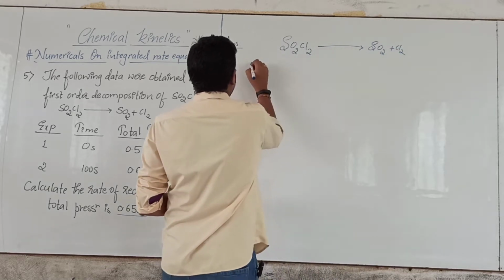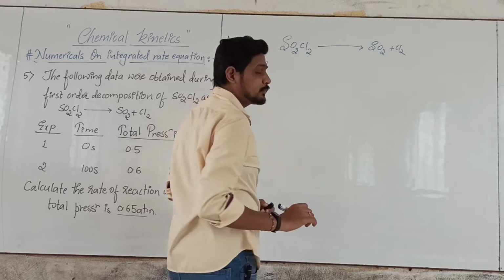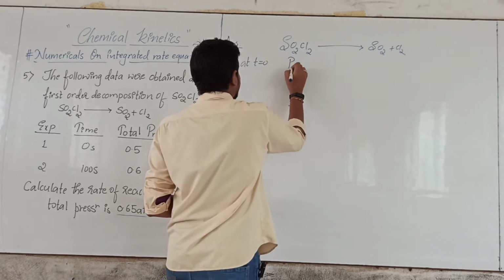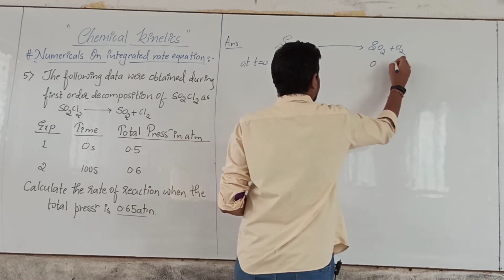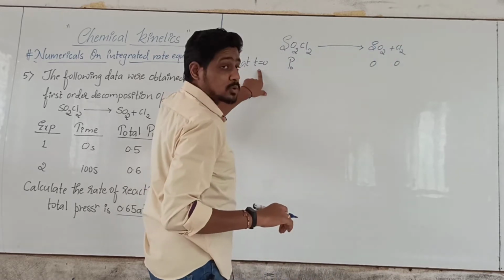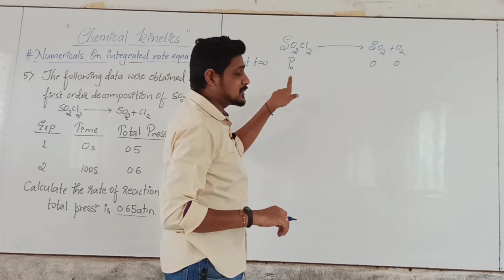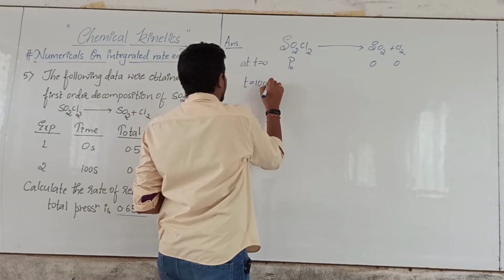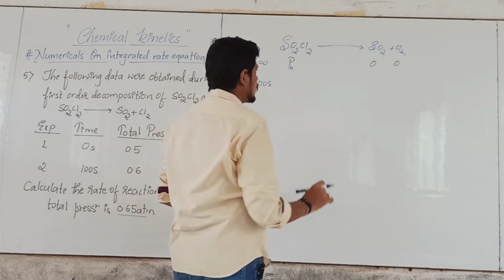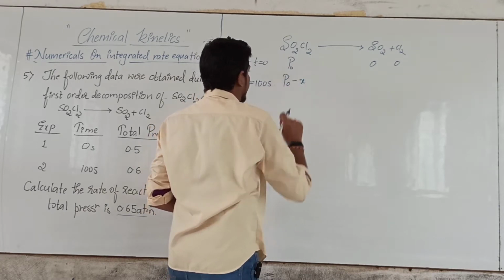So at t equal to 0, the pressure is only because of sulfuryl chloride, which I will write as P0, and there will be no pressure from the other two. When time is equal to 0, only sulfuryl chloride is there, so the total pressure is because of this. So at time equal to 100 seconds, this pressure has decreased. How much decreased? P0 minus x.